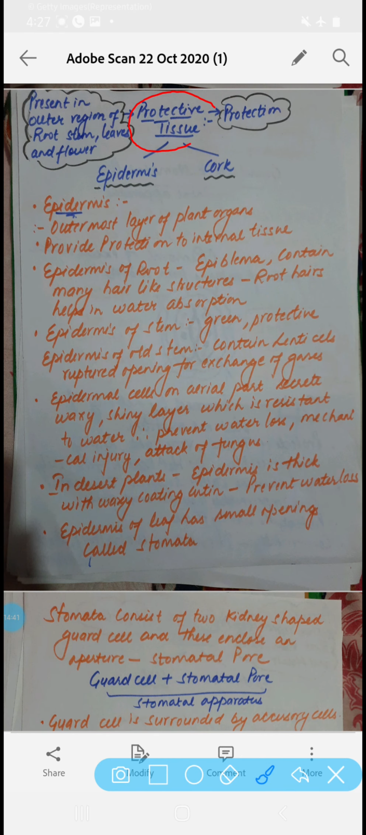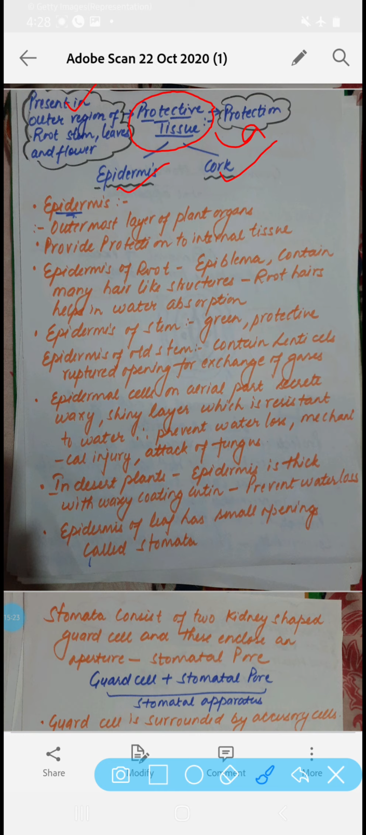As the name is suggesting, it is protective tissue, so what will be its main function? Its main function will be protection. Now since protection is its job, it will not be present inside, it will be present outside. So it is present in the outer region of root, stem, leaf and flower, or in simple terms, protective tissue is present all over the plant in the outer region. Now protective tissue is further divided into two parts, epidermis and the cork.